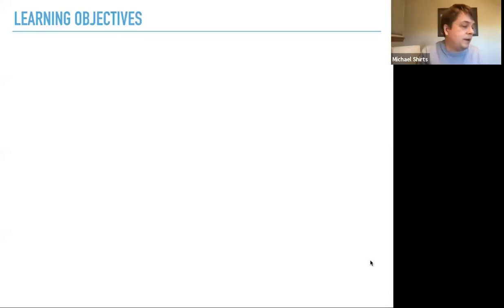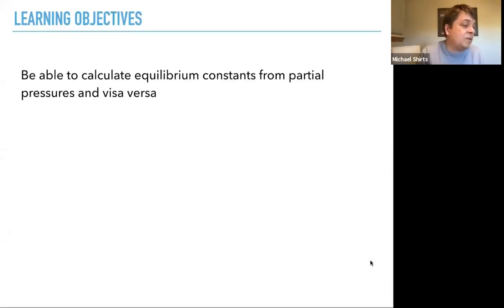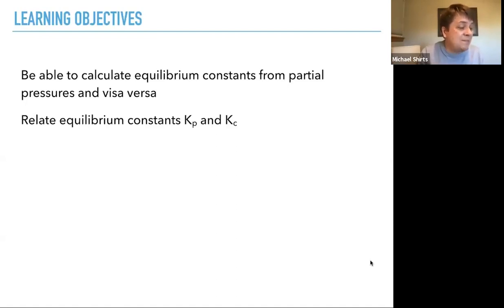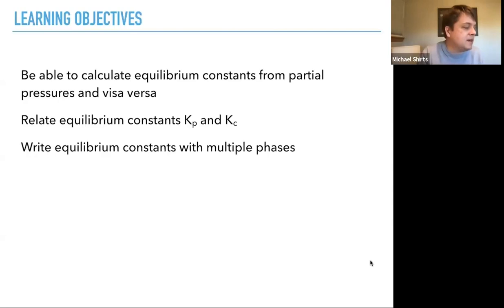All right, we're going to continue exploring the concept of equilibrium constants and chemical equilibrium and figure out what else we can learn. So the learning objectives for this segment are to be able to calculate equilibrium constants from partial pressures and vice versa, be able to relate equilibrium constants Kp and Kc, we'll talk about what Kp means, and write equilibrium constants for chemical equations with multiple phases. There are some tricks there that actually make things pretty easy, but have to be kept in mind.